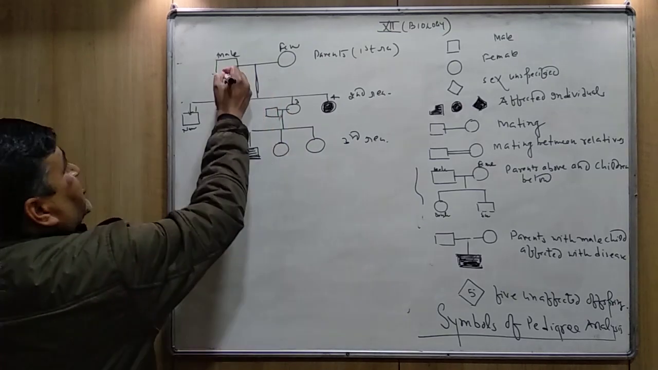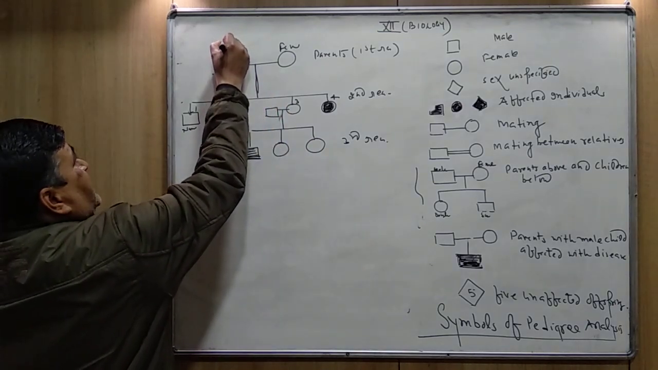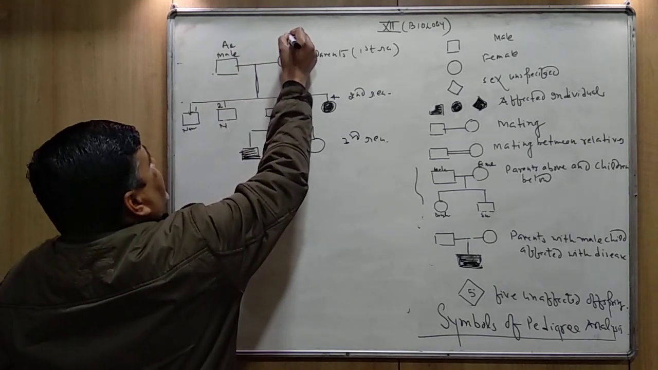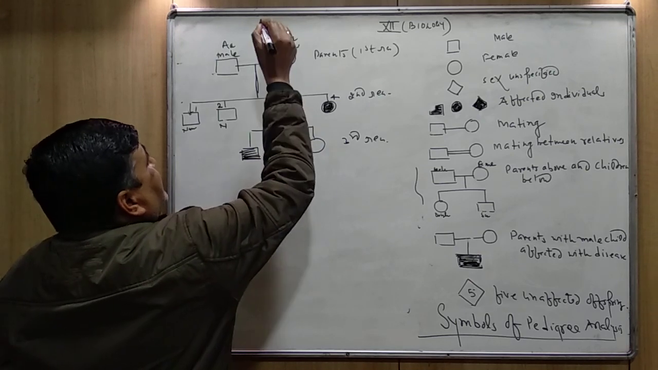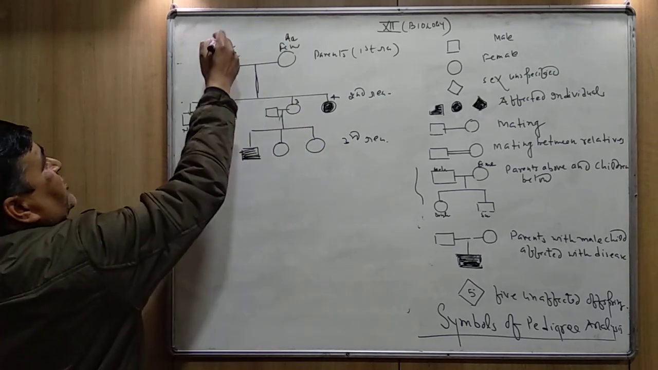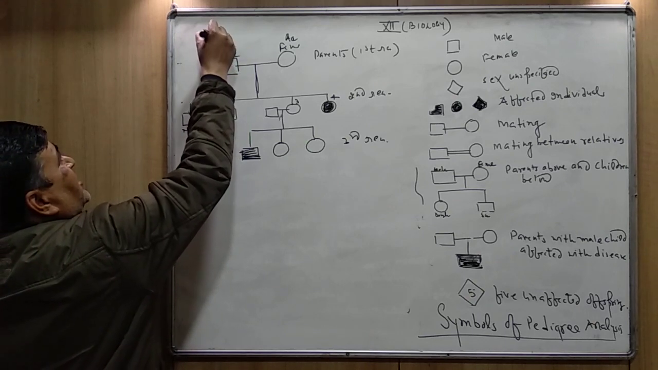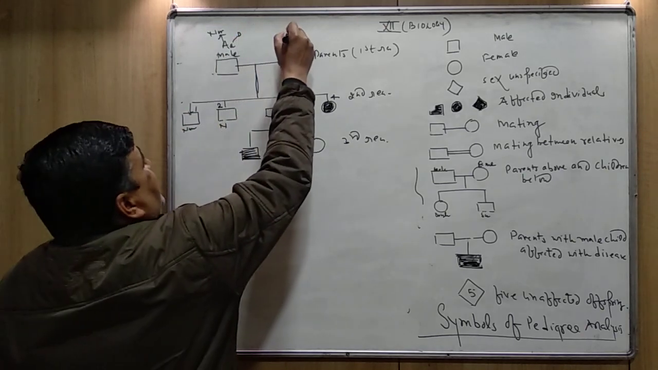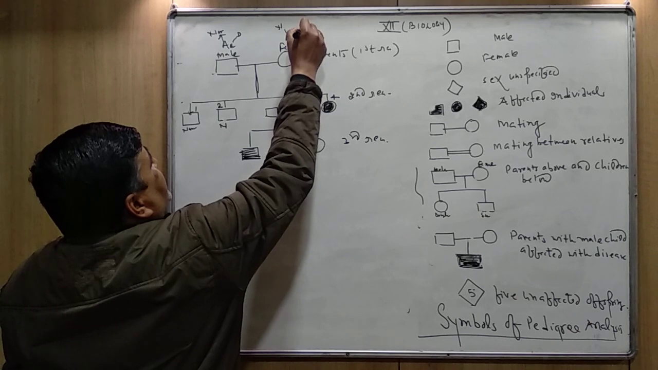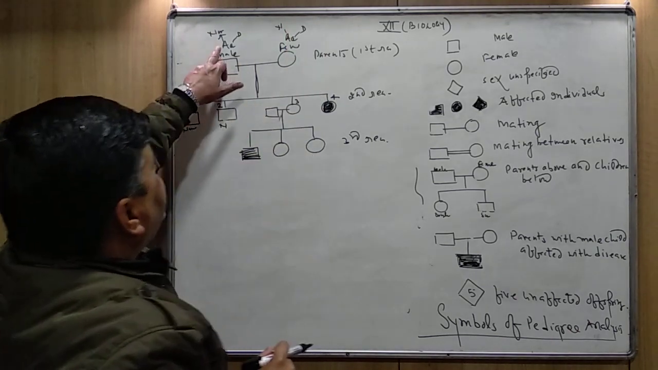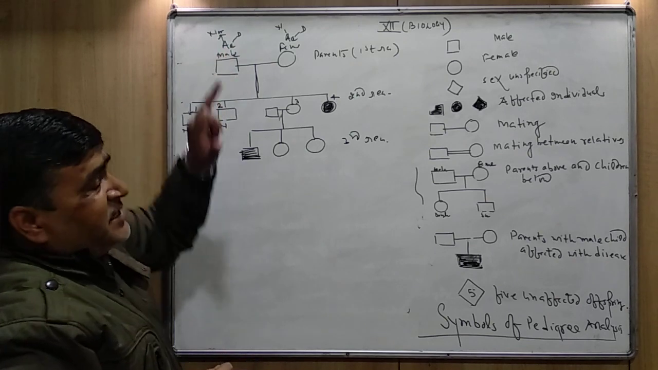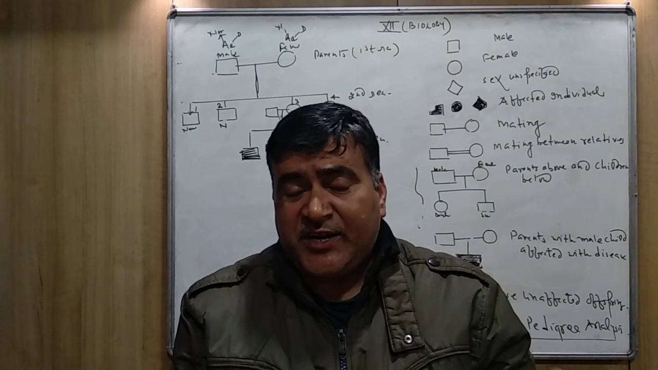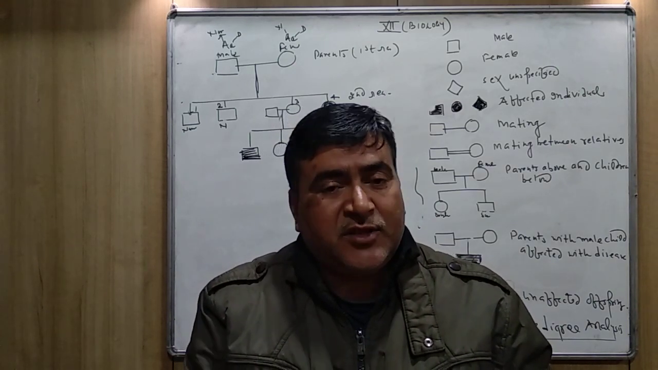For example, suppose the genotype of the male is capital A, small a. Here also the mother has the gene capital A, small a. As I told you, for example, capital A is the normal gene and small a is the defective gene. Because of the normal A, this defective small a is not able to express the trait in the parents. So the parents, they are normal.